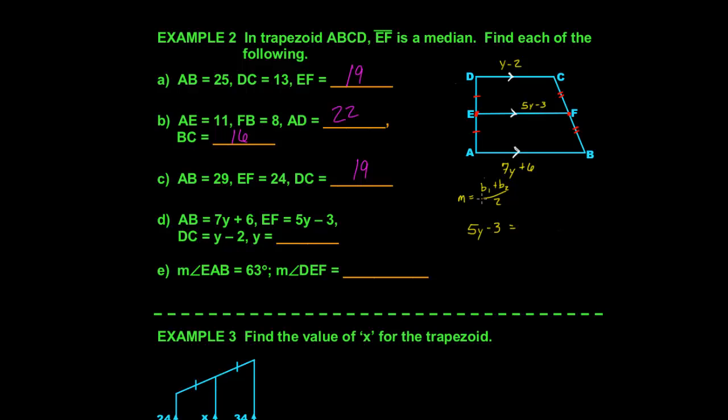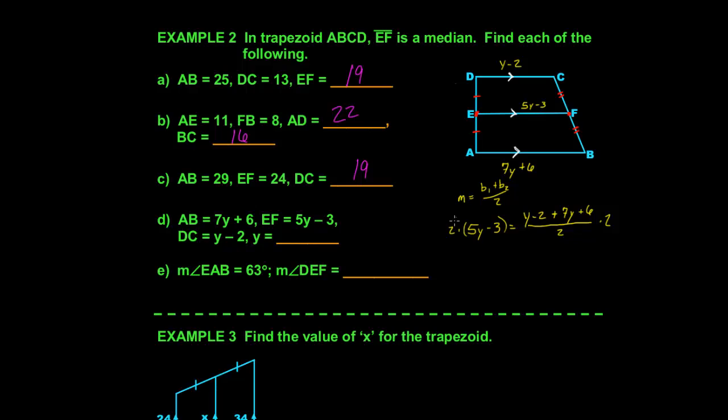Now we have equals. Do we know a B1? Yes, it's y minus 2. Since we're adding them together, I'm not going to worry about putting them in parentheses. Because our second one is 7y plus 6. And we know that we do all of this divided by 2. Alright, this is about to get a little bit longer here. We're going to multiply both sides, of course, by 2.